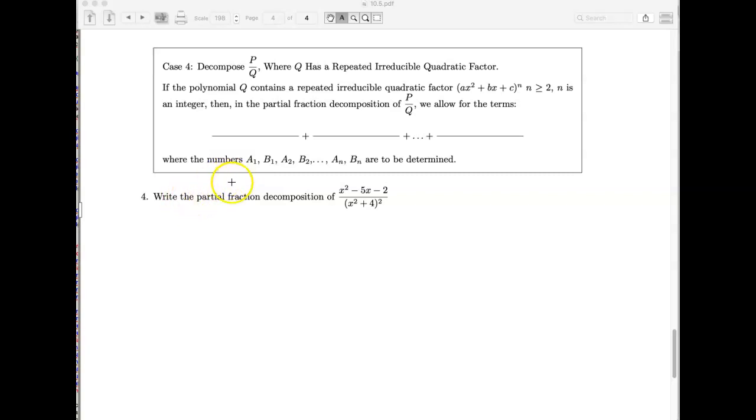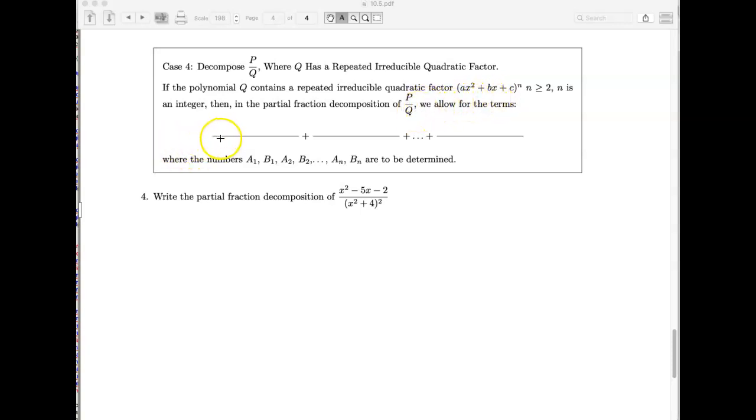Alright, the last case for 10.5 is when the denominator is a repeated irreducible quadratic factor. So the denominator will be in the form ax squared plus bx plus c to the nth power, where n is an integer greater than or equal to 2.